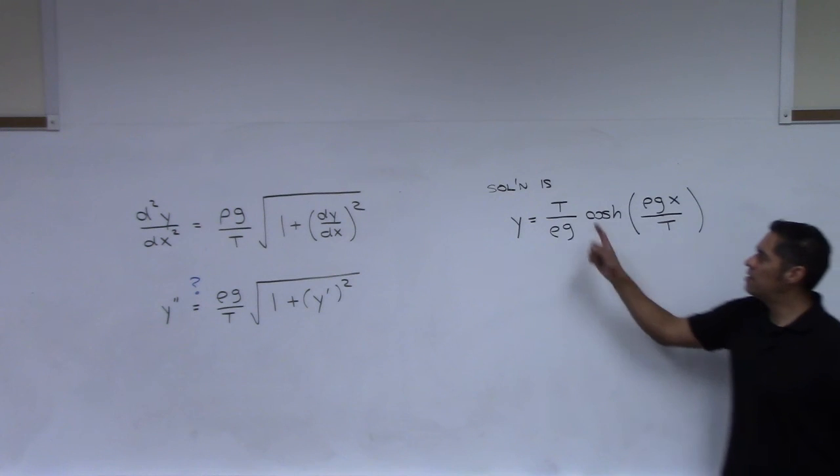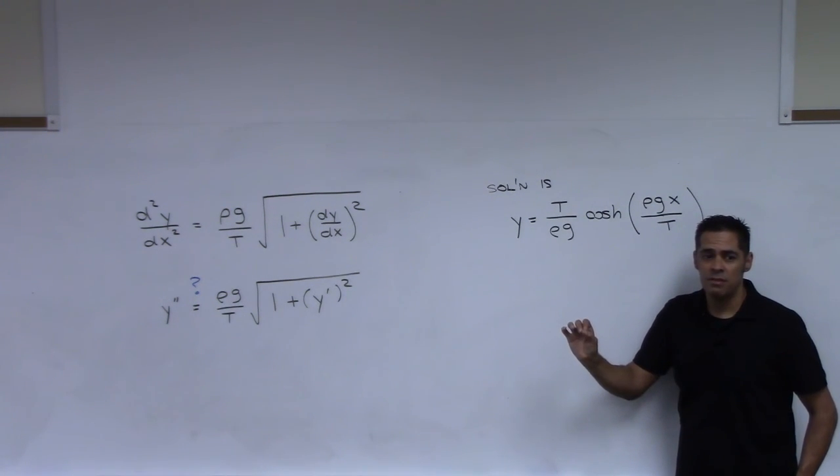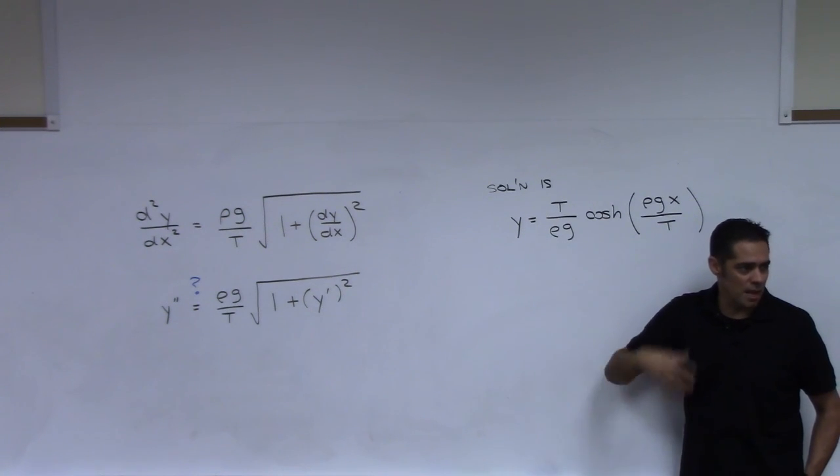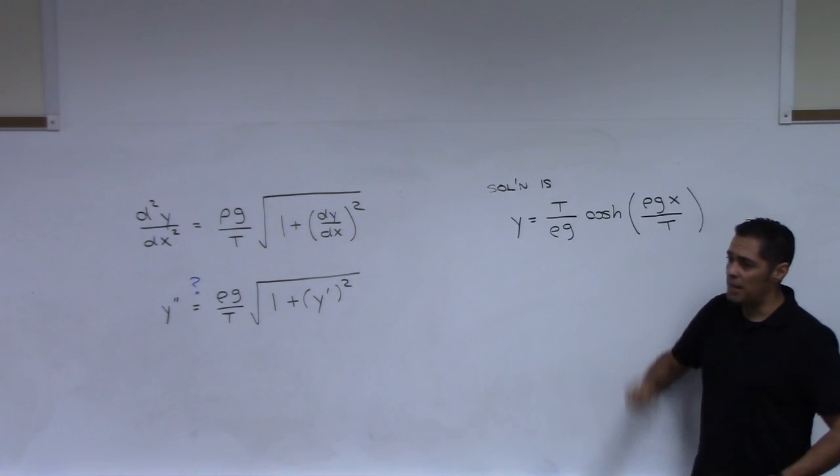Take your time. Remember, T, rho, and g are constants. Constants always just come for a ride, right? As long as they're attached to the function. The only variable in the problem is x.